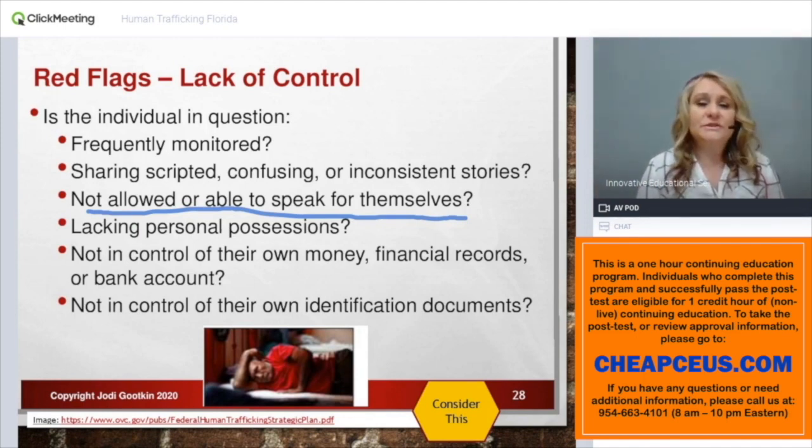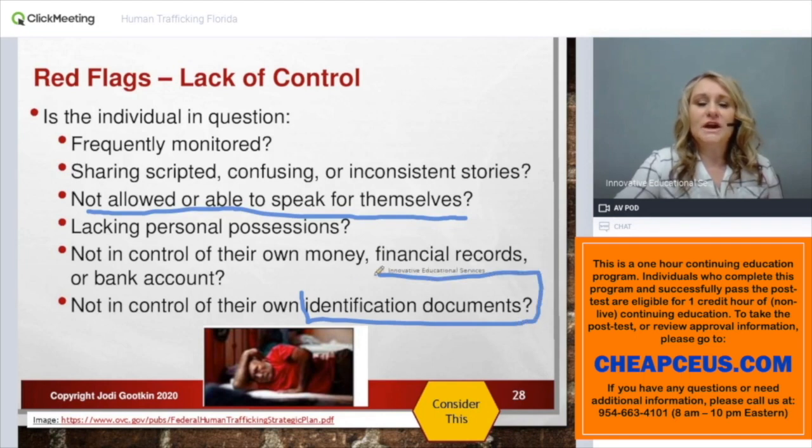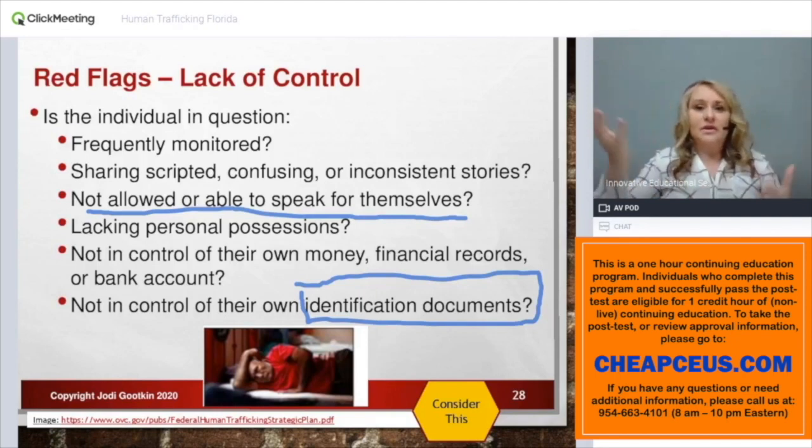Individuals who are lacking personal possessions, maybe they have no cell phone, or they have attire that just doesn't fit with the physical environment. It's winter and they're in summer clothes, or they're a child and they're in excessively provocative clothing. We need to be aware of that. And again, an individual who does not have possession of their own identification documents, driver's license, passport, any type of identification, or even their own money, that would be a potential red flag. And all of these we're going to look at together, because each one individually you could make a reason why it's not of concern.